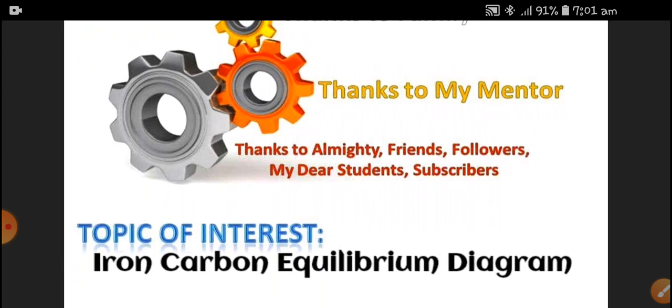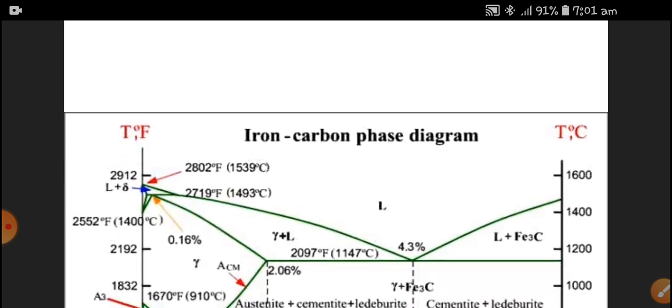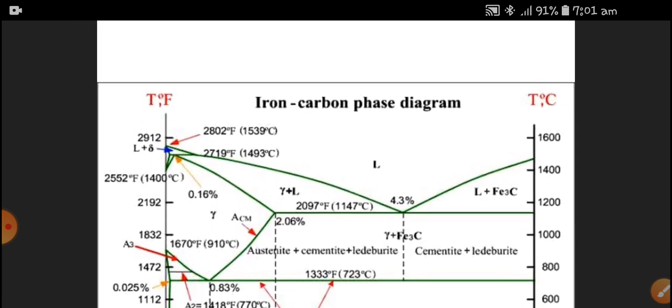Today's topic of interest is the iron carbon equilibrium diagram. From the name itself, we can notice that this is a binary phase diagram because we have iron and carbon. We are going to deal with the iron and carbon family, and the iron and carbon in this percentage is called an equilibrium state. That is why it is called an iron carbon equilibrium diagram. First of all, we have to see this iron carbon family.